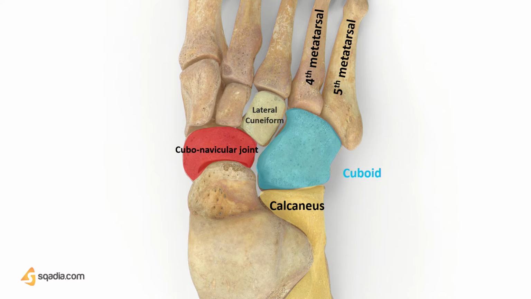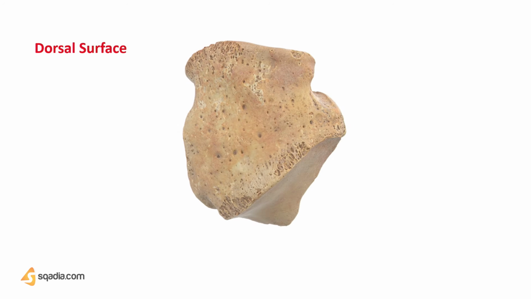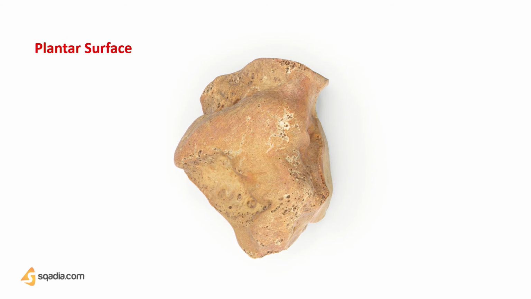The cuboid has 6 surfaces. Let's discuss them in detail. So first we have the dorsal surface. It is rough, directed upward, having a facet for attachment of the calcaneus, and the lateral providing attachment of ligament. The plantar surface has a cuboidal tuberosity on which the peroneal sulcus is present for the tendon of the peroneus longus muscle.